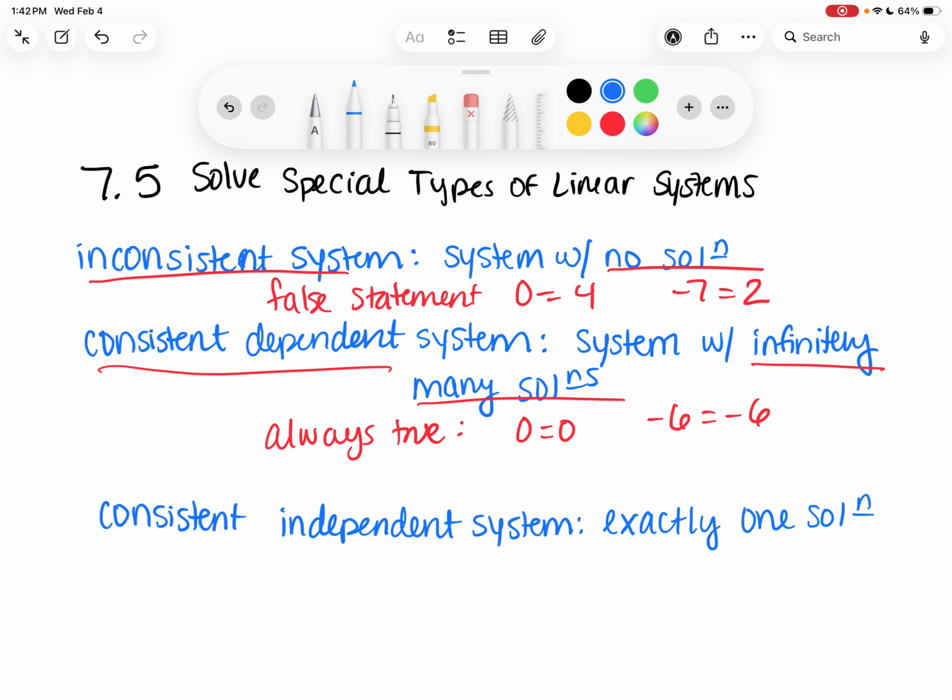Looks like they only ever ask you how many solutions it has, so you don't really need to worry about the words. But anyways, the way I remember them, because you will need this when you get to Algebra 2, you do have to be able to say what type of system it is. But consistent either goes with dependent or independent. But independent, you like to do things by yourself, so there's one solution. Dependent, you rely on other things, so there's infinitely many solutions. And then inconsistent is no solution because it's inconsistent. Anyways.